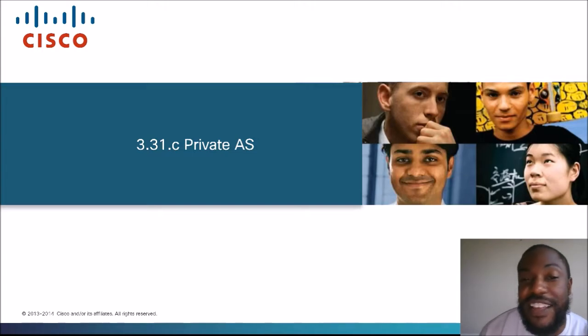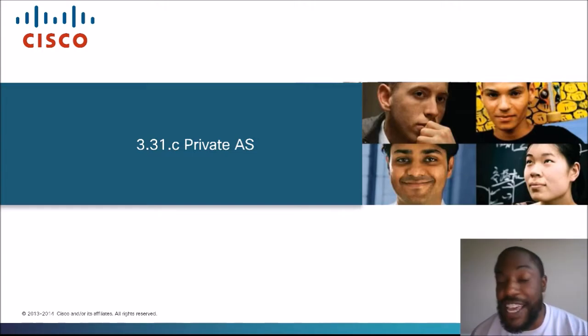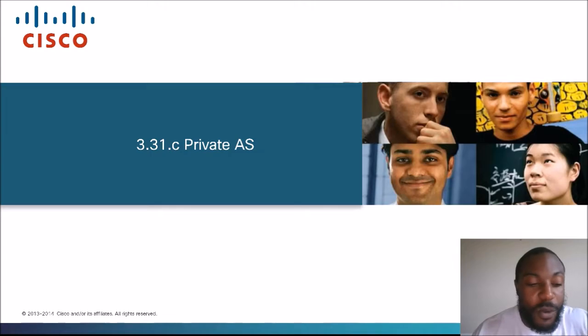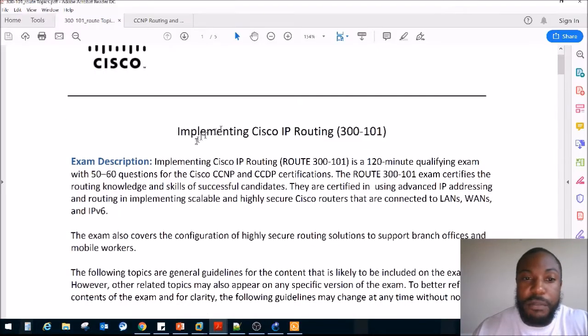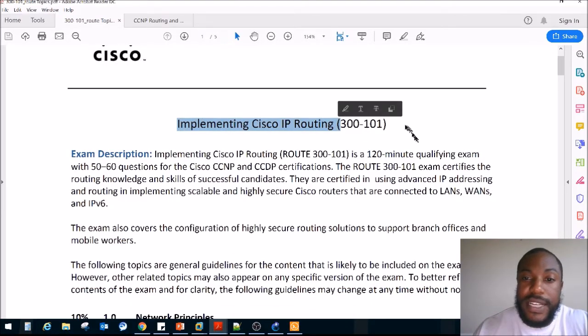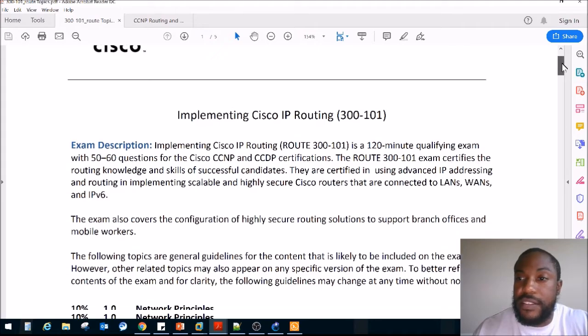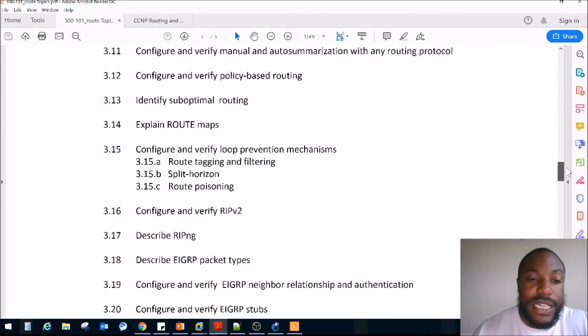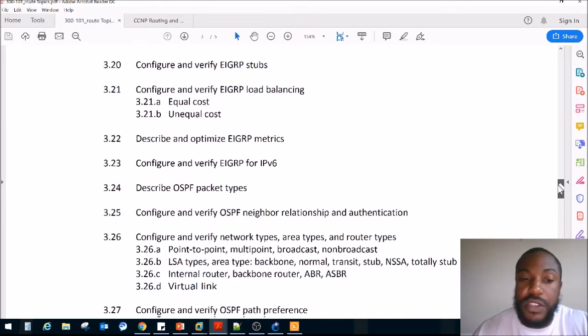Today's topic is section 3.31C, private AS or autonomous system. This is a section in the CCNP ROUTE exam, code 300-101, which in the future will be known as the CCNP Enterprise exam. Let's take a look at the exam blueprint, see where we came from and where we're headed. Exam blueprint: implementing Cisco IP routing. Exam code 300-101 is the CCNP ROUTE exam. In the future, it'll be known as the CCNP Enterprise exam.